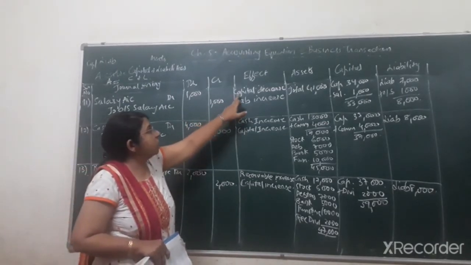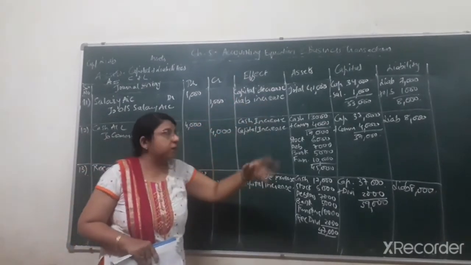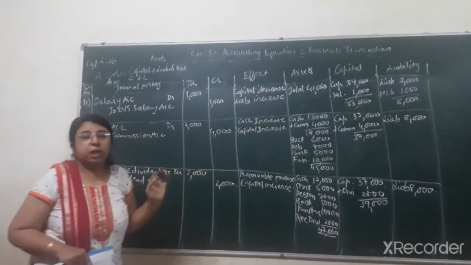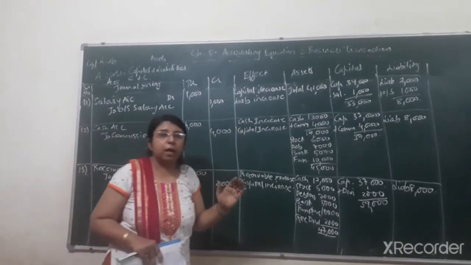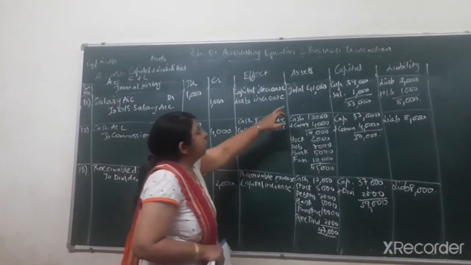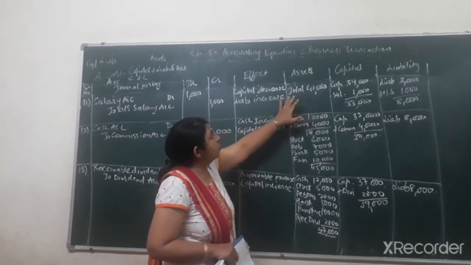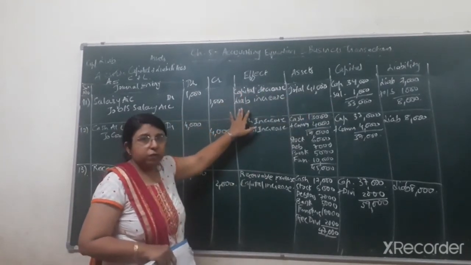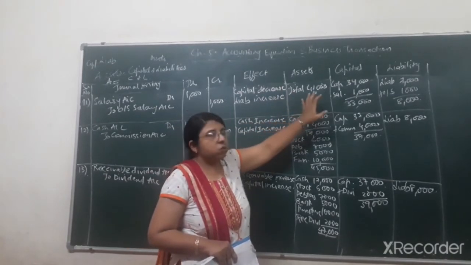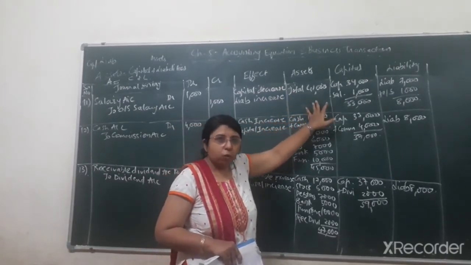Now the effect is that capital would be decreased due to salary, and liability would be increased because this amount of salary has not been paid. So in future liability will be raised by rupees 1,000. There will be no effect on assets, because only capital and liability will be affected. So as for the last transaction, the total of assets was 41,000, so as it is, the assets total would be 41,000.